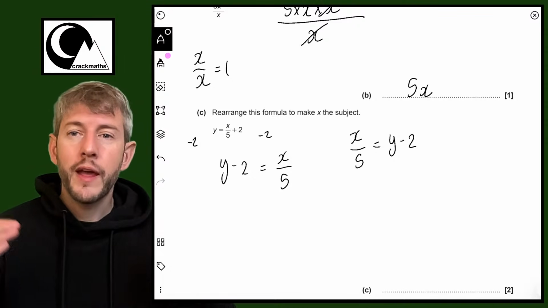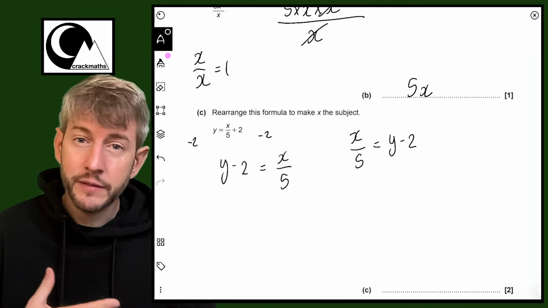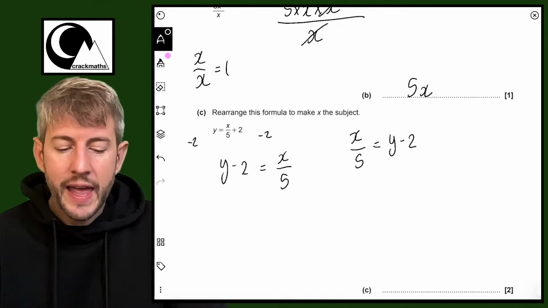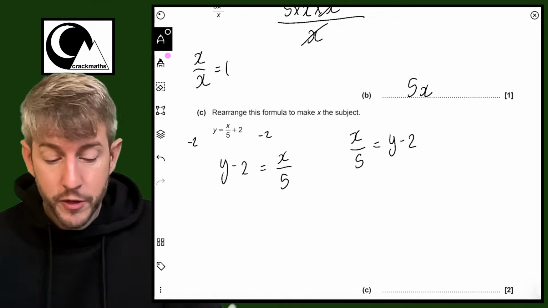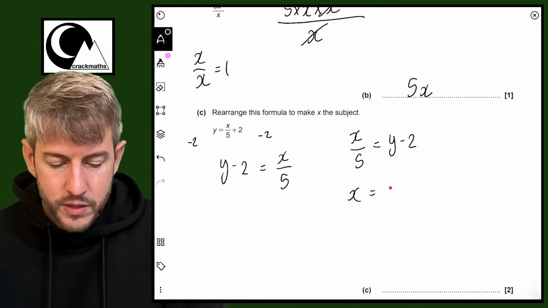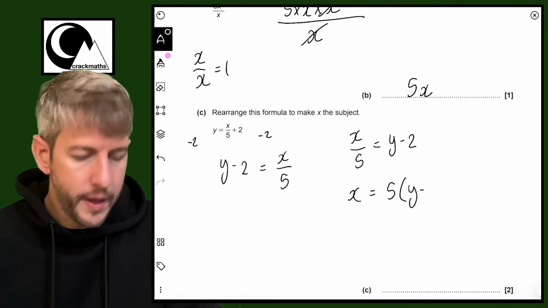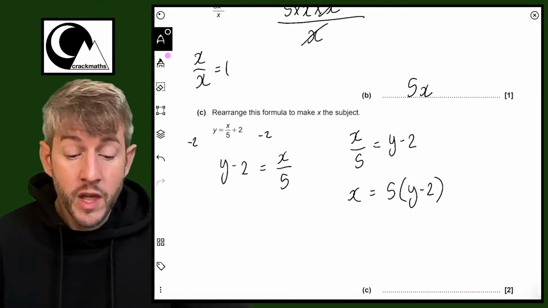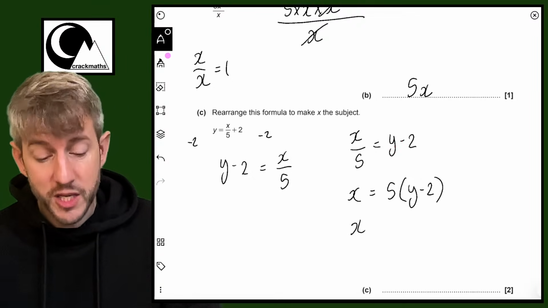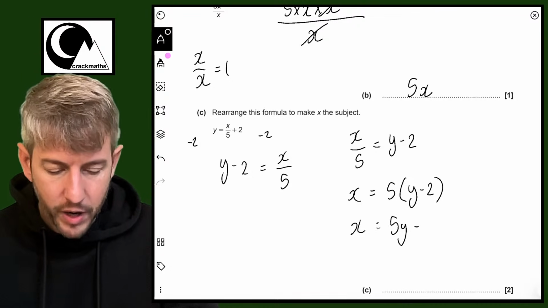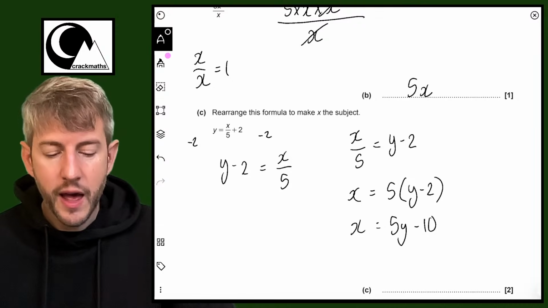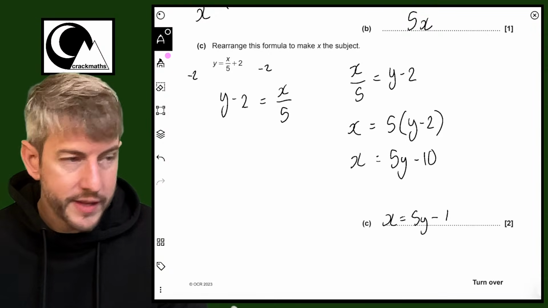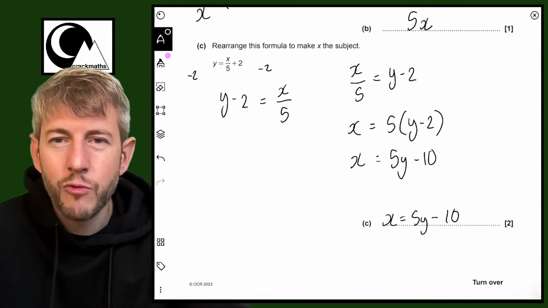And now, if something divided by 5 equals something, what we know is if we times both those sides by 5, we're left with that. So if x divided by 5 equals y minus 2, it must be true that x equals 5 times y minus 2. And we do that in a bracket like this to make sure that that is simple. We could have, if we wanted to, multiplied both of these parts by 5 to give us 5y minus 10, and that would be acceptable as well. Because I've expanded that bracket, I'm going to write here x equals 5y minus 10. That seems nice to me as a way to write the answer to that.